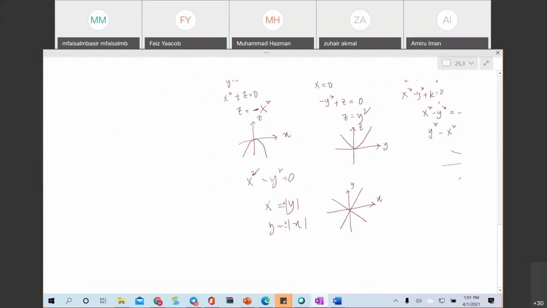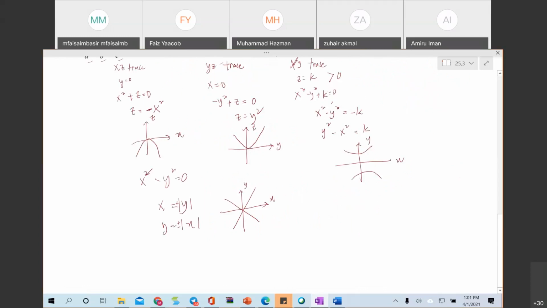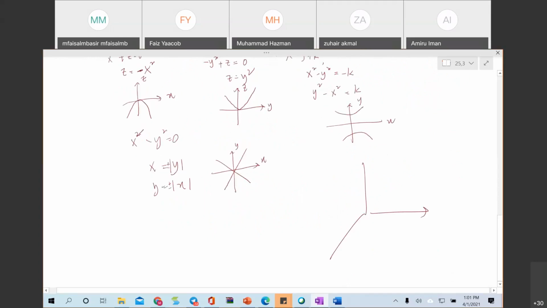line, right? Okay, see here, we have a lot of things here. How you want to draw in 3D? This is the challenging part. How I will draw this with all this information? Because these are the traces, right? Okay, let us try. Okay, we have Z equals to Y squared, so I can draw like this.